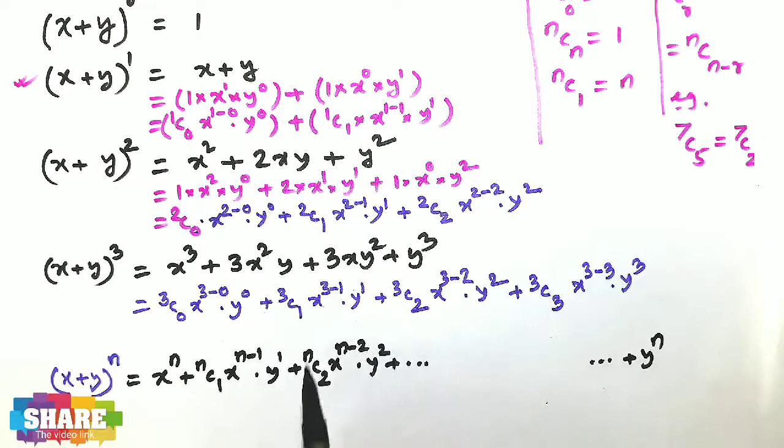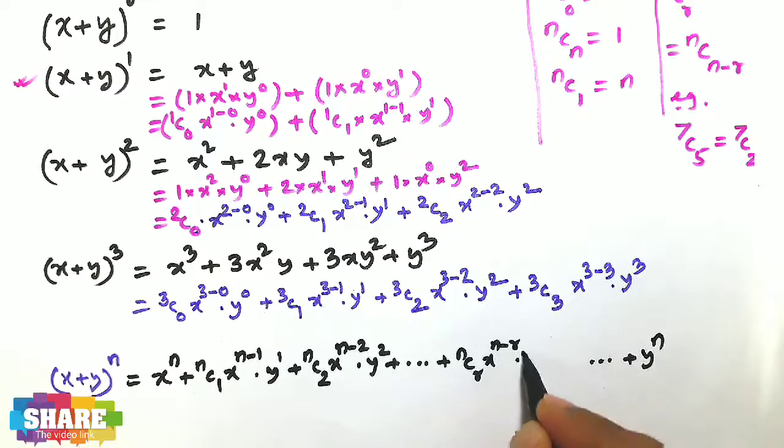If I ask you, what is the number of this term? Which term is it actually? This is actually the third term. This is the second term. This one is the first term. In the third term, you are observing that the combination part is nC2. In the second term, it is nC1. So, if you go through this system, you will find after some moment, the (r plus 1)th term will be nCr x to the power n minus r into y to the power r.